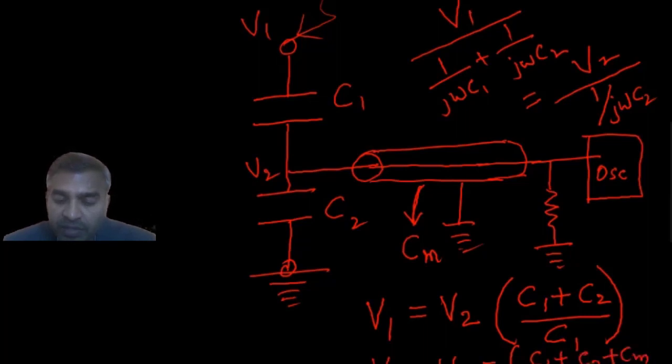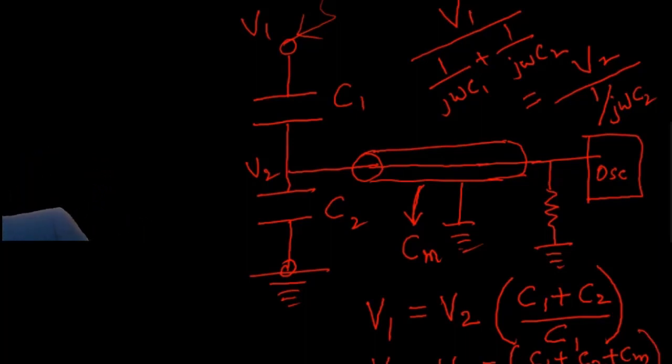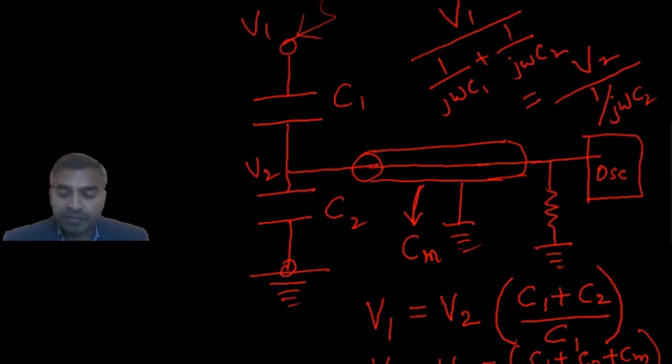The bottom capacitance, whatever I have written, is C1. Please note, the denominator is C1. It's not visible, I think. Is it visible? No, sir, it's not visible. So it is C1. So V1 equals V2 into C1 plus C2 plus Cm divided by C1. That's what I have written.